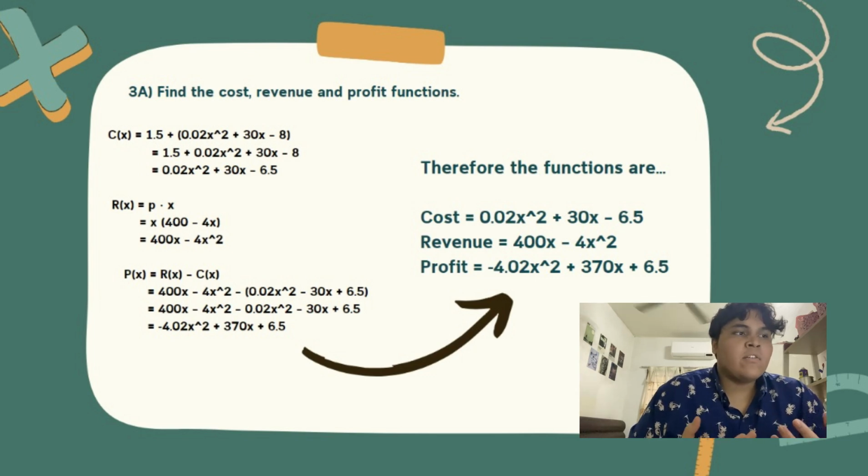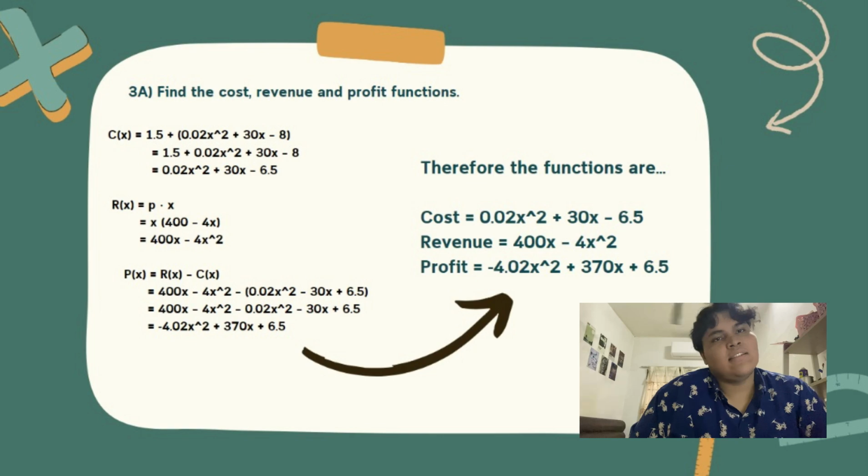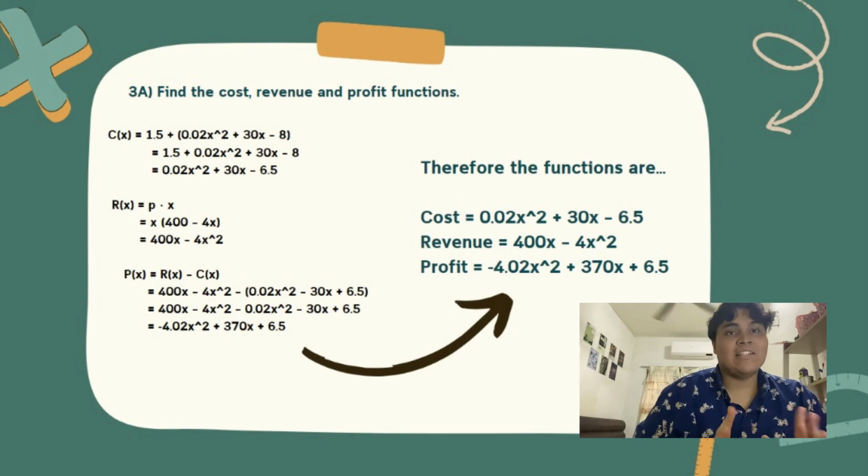So after doing the equation where we take 400x minus 4x^2 minus 0.02x^2 minus 30x plus 6.5, we get the equation for the profit function of negative 4.02x^2 plus 370x plus 6.5. And that's all from me.